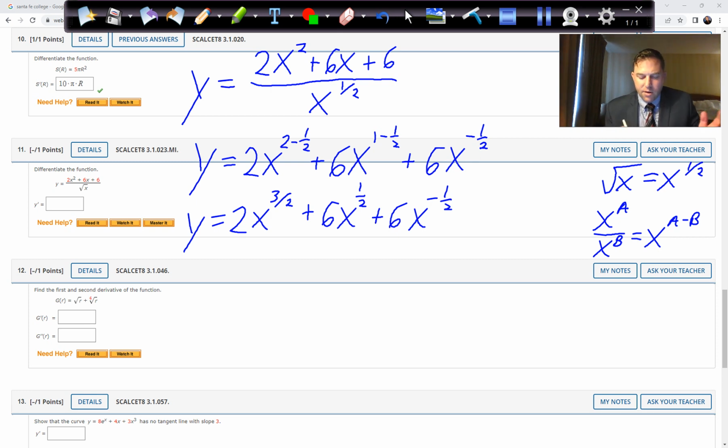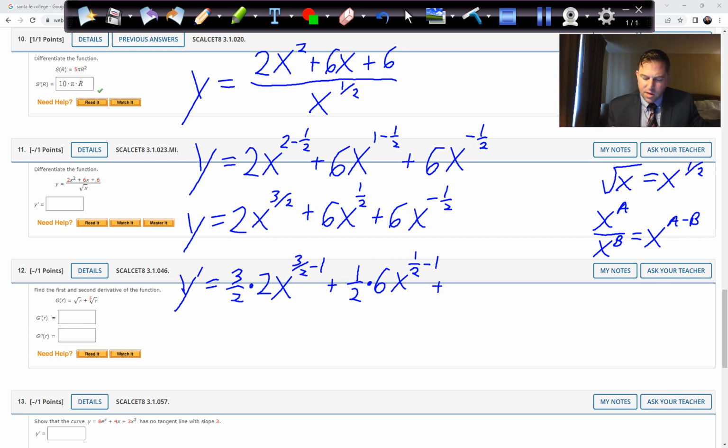Okay, so now it's in a form that we can do the derivative fairly simply. We're just going to bring the 3/2 down and multiply it into the 2, and then it's going to be x to the 3/2 minus 1. Then we'll bring the 1/2 down into the 6, and then it's going to be 1/2 minus 1. Then it's plus minus 1/2 times 6, x to the minus 1/2 minus 1.